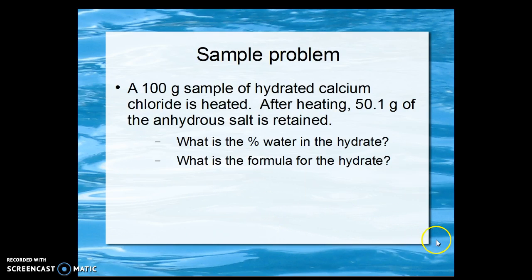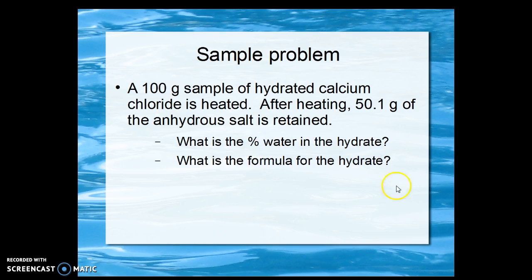So let's do a problem. Calcium chloride is a hydrate. And if you heat 100 grams, all the water's gone and 50.1 grams of the anhydrous salt is left. So the questions are, what's the percent water in the hydrate, and what's the formula for the hydrate?